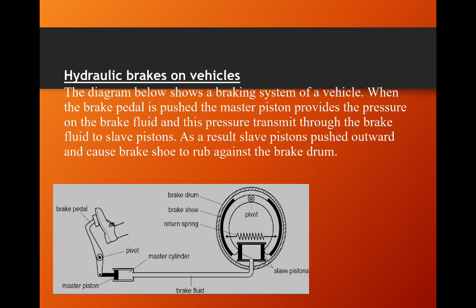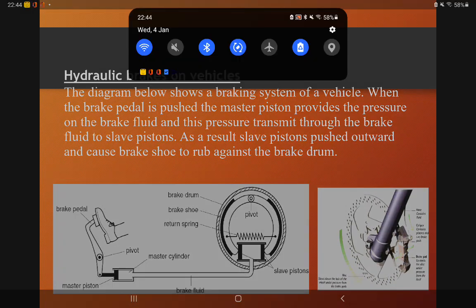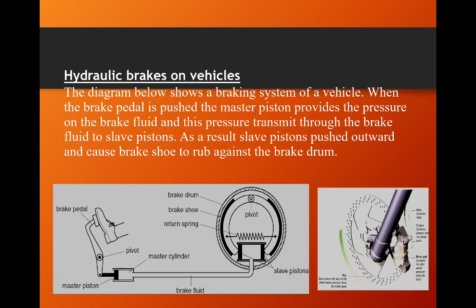Hydraulic brakes on vehicles. The diagram below shows a braking system of a vehicle. When the brake pedal is pushed, the master piston provides the pressure on the brake fluid, and this pressure transmits through the brake fluid to slave pistons. As a result, slave pistons are pushed outwards and cause the brake shoe to rub against the brake drum.